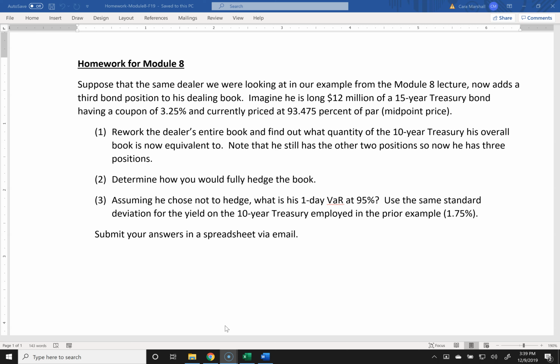now. And then you want to find out how much of a 10-year treasury the overall book is now equivalent to. And from that point, you can figure out how you would fully hedge the book. You want to look at, well, what's his one-day VAR at 95%, using that same standard deviation that we used in class. And so then you could figure out, well, how much would he have to hedge in the 10-year. So let me pull up the spreadsheet, the way this looks.